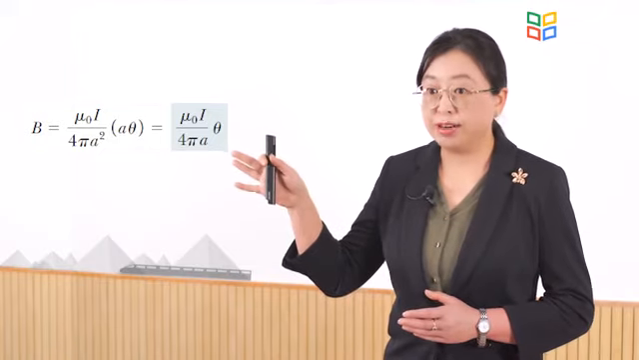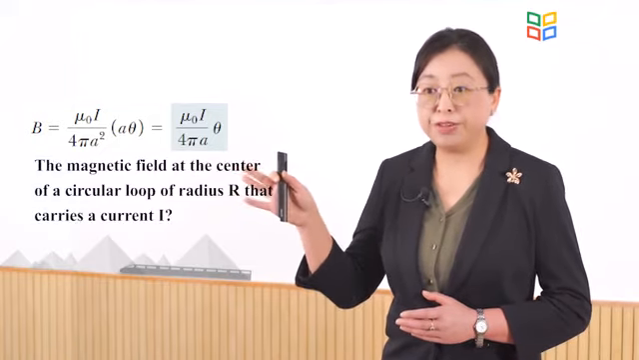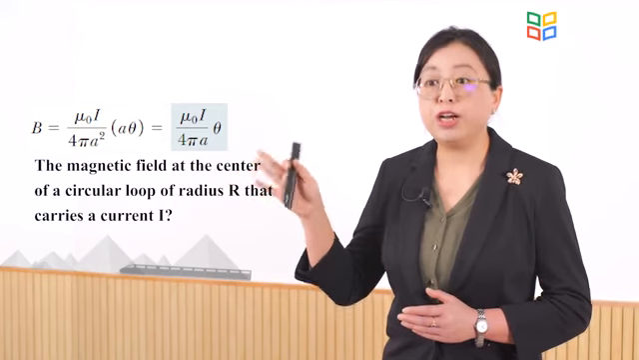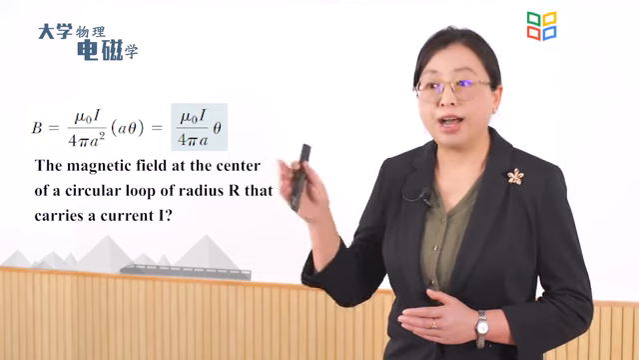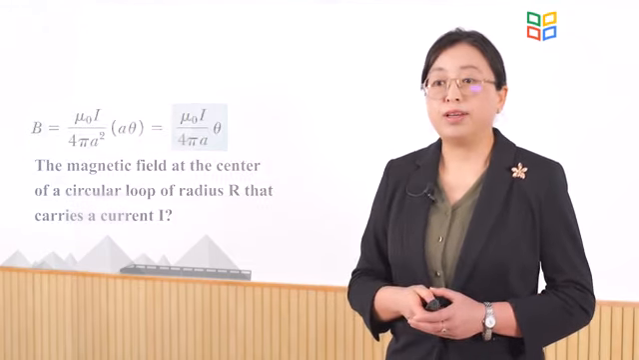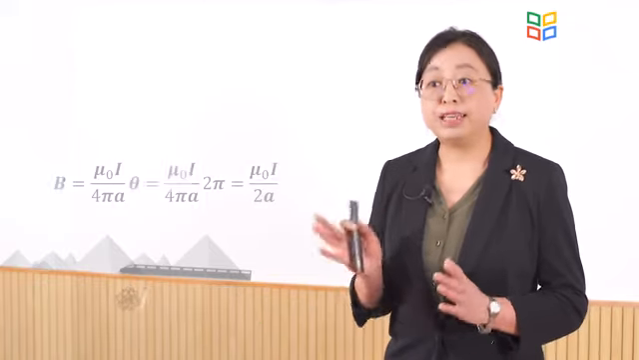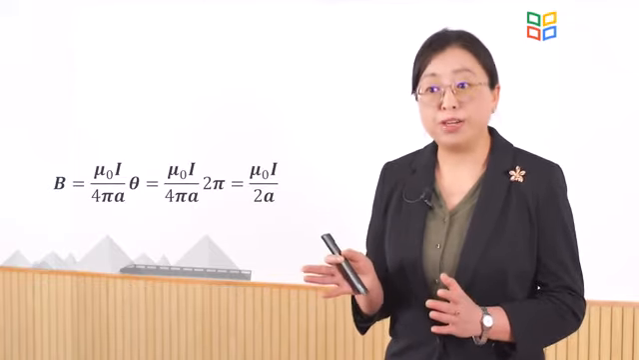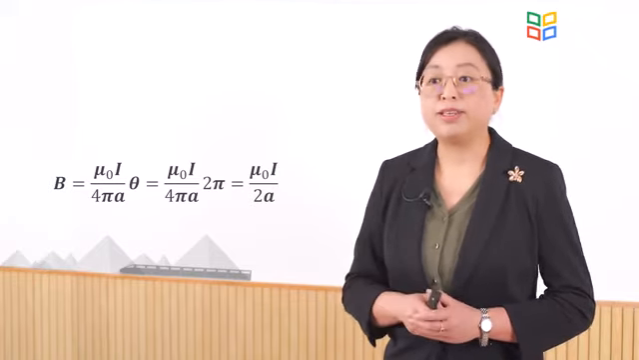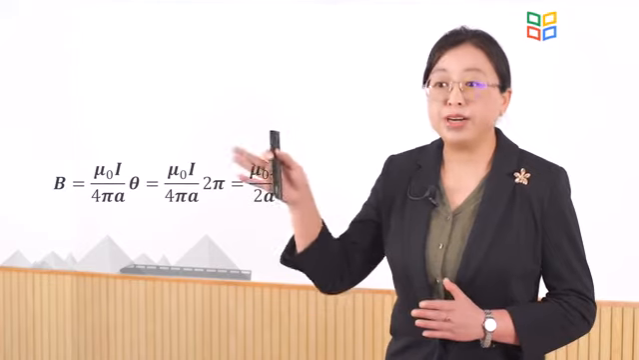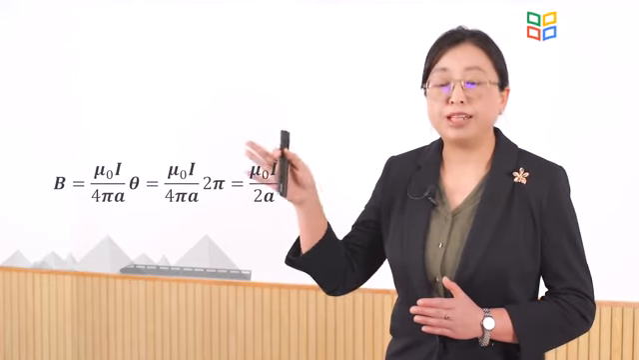Based on this result, could we find the magnetic field at the center of a circular loop of radius r that carries a current I? We notice that the curved segment becomes a full circle when the angle theta increases to 2 pi. The magnetic field at the center of the wire loop can be determined when theta equals 2 pi. So it equals mu0 times I divided by 2a.